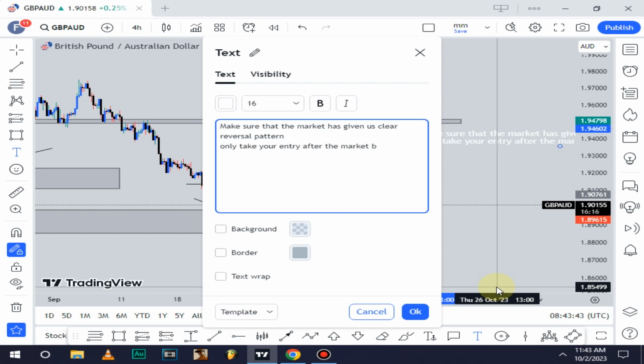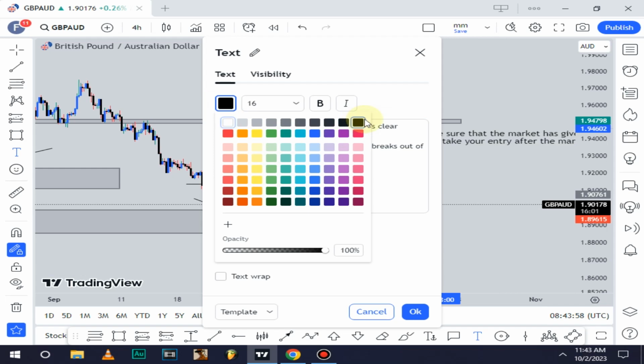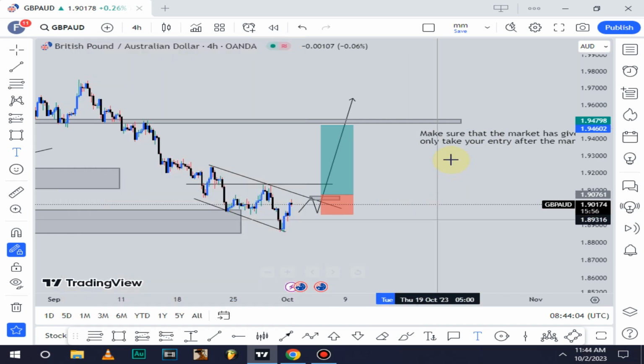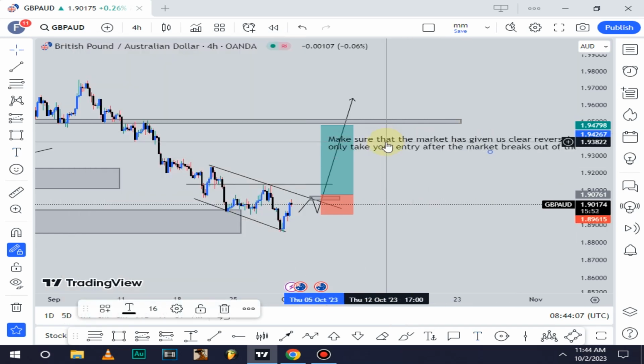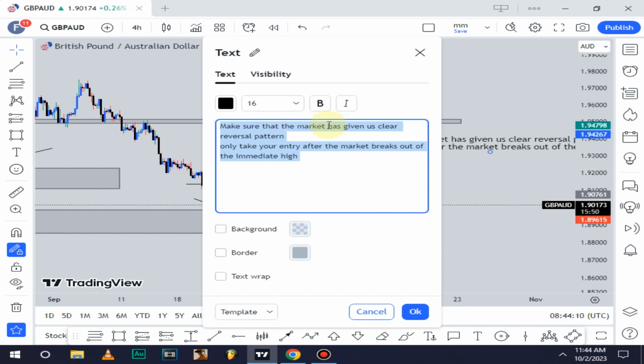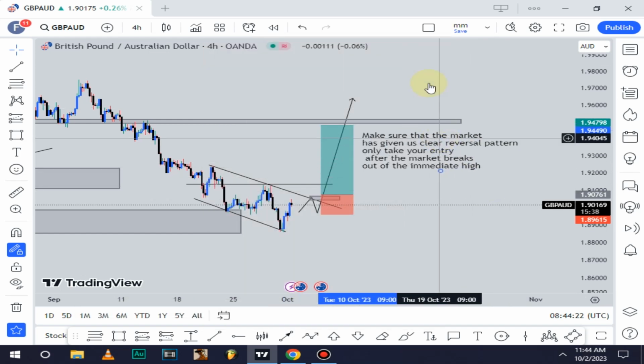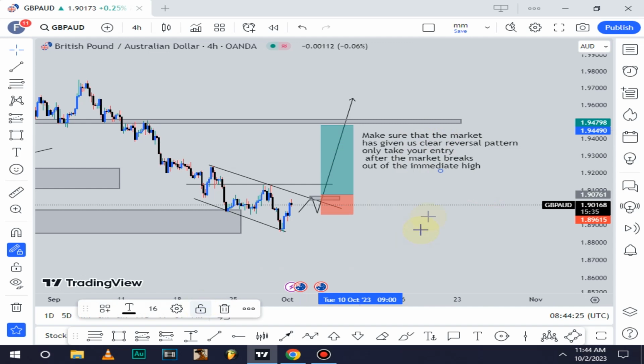Market breaks out. Okay, let's do this. Let's make that black. Okay, so let me do this. Make sure the market gives a clear reversal pattern and take the entry, breaks out. Yeah, so that should be what's up. So I should be doing this. So that's just a reminder, right?